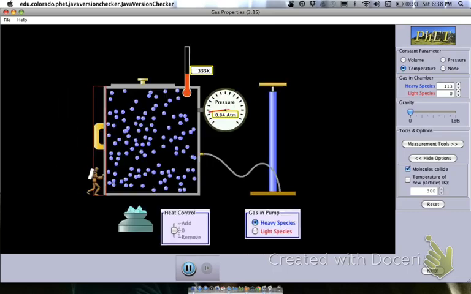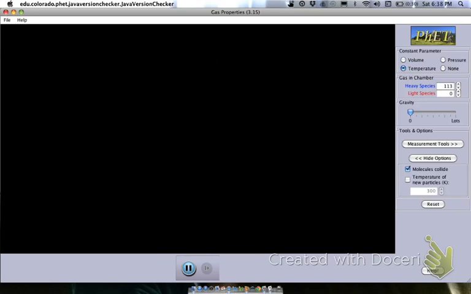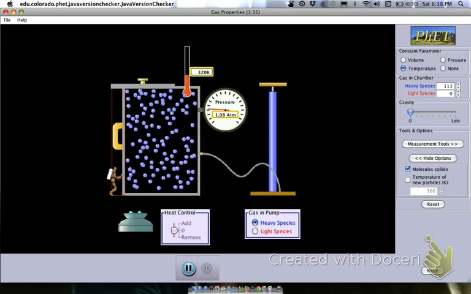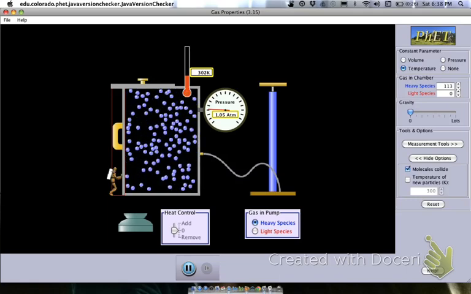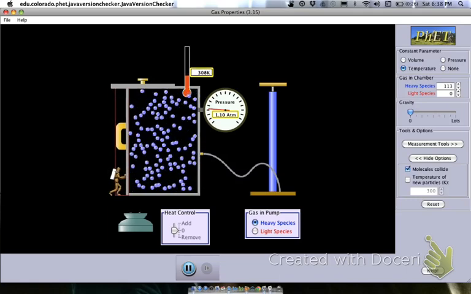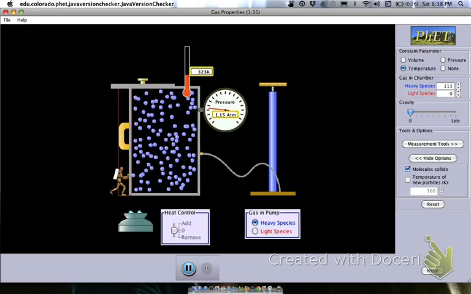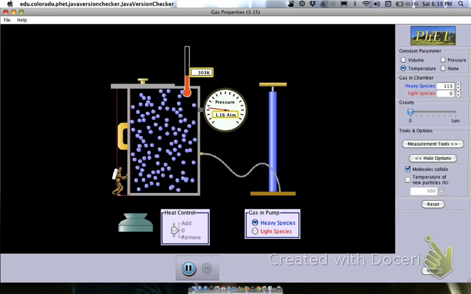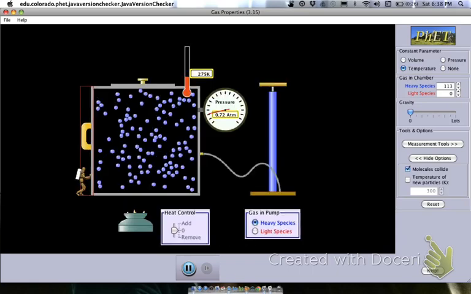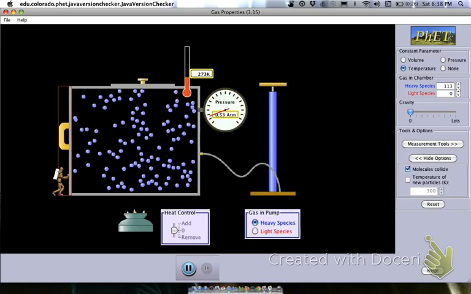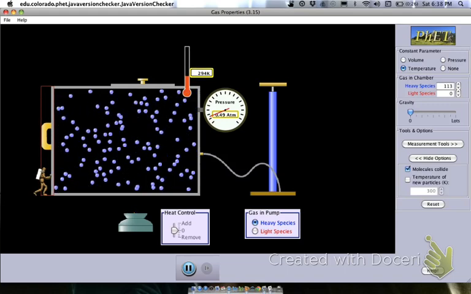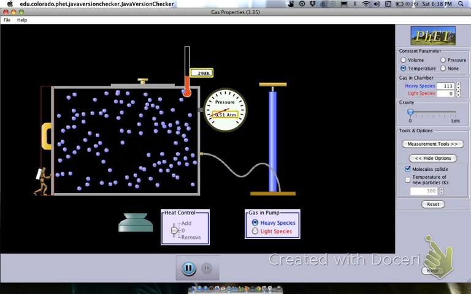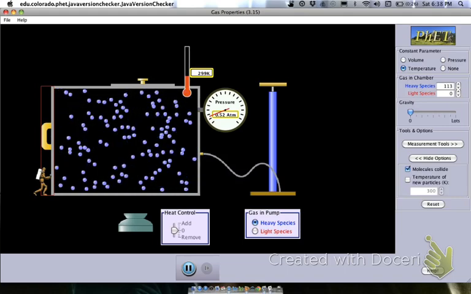I decrease that volume. Okay, notice that temperature is trying to stay pretty much the same, close to that 300. But look at the pressure. That's increasing. Okay, what happens when I make my volume bigger? I add more space to it. My pressure is decreasing. All right, so right now I'm about 0.5 atm.